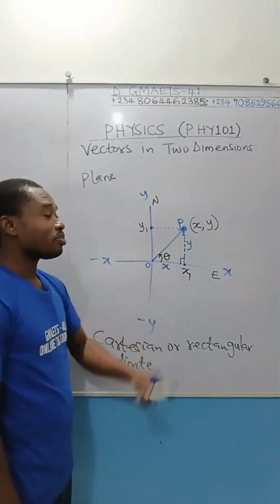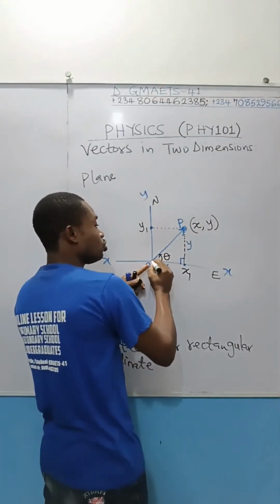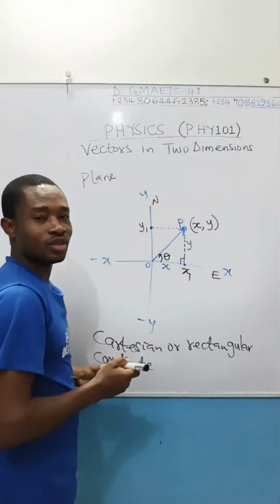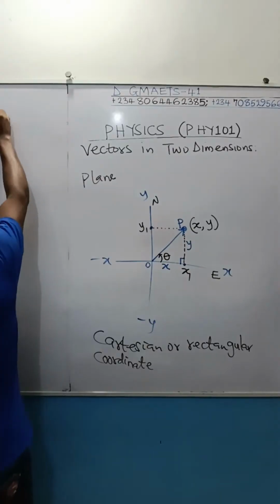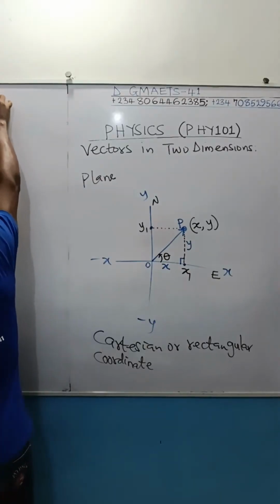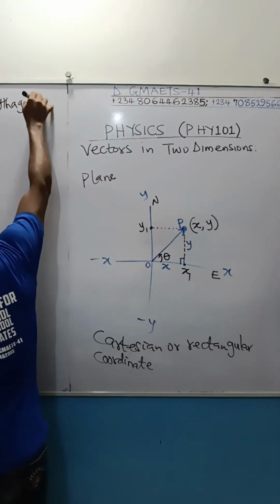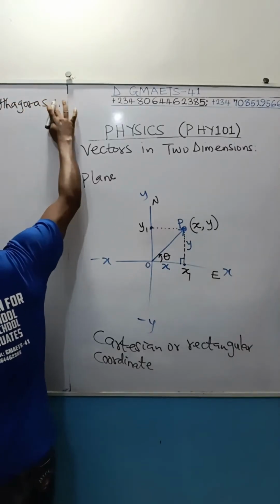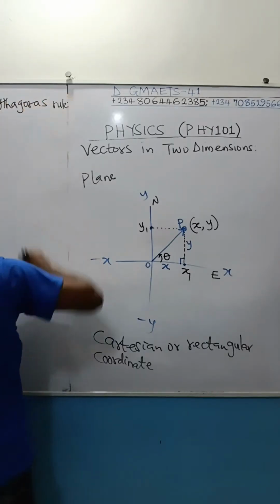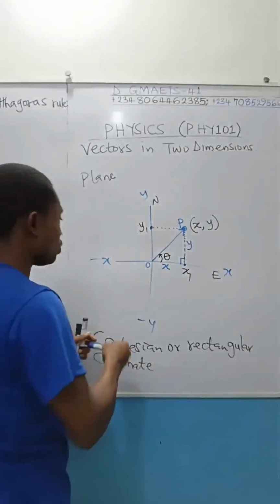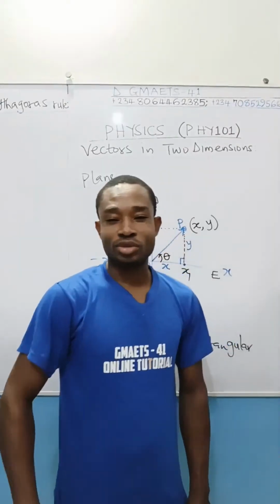So let us look at Pythagoras theorem on this. How do we determine the modulus OP? How do we get it? To obtain OP using Pythagoras theorem, that's the first law we want to bring in here. Pythagoras law, rule, or theorem. You need it whenever you are dealing with vectors in 2 dimensions. We want to calculate the magnitude of the vector.